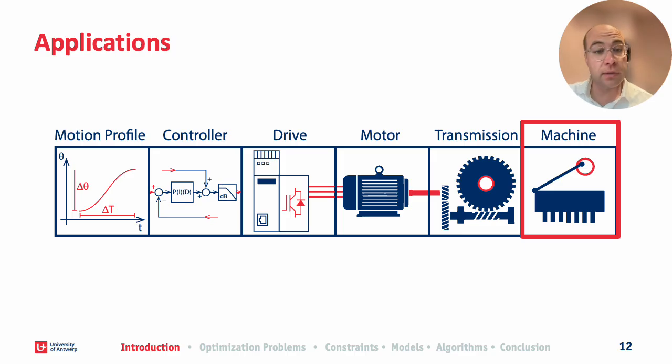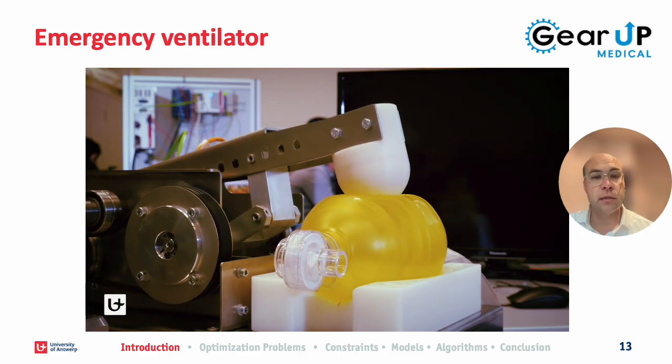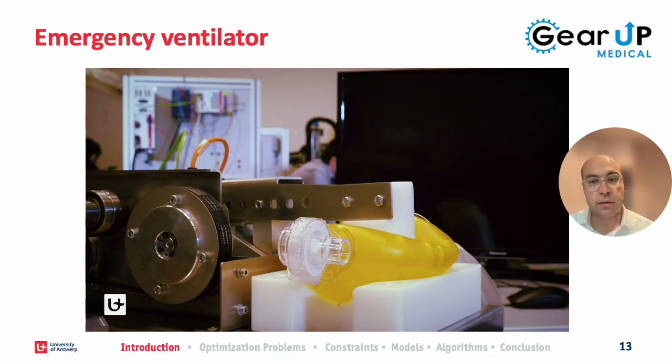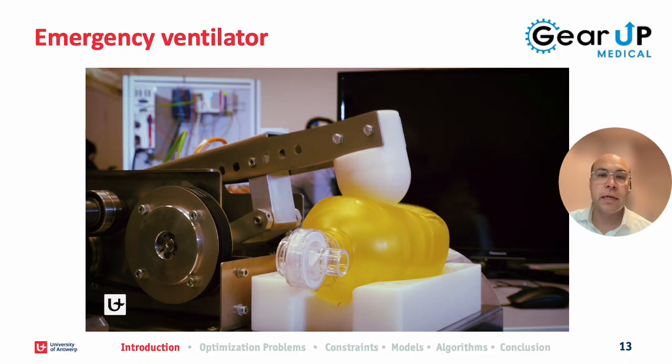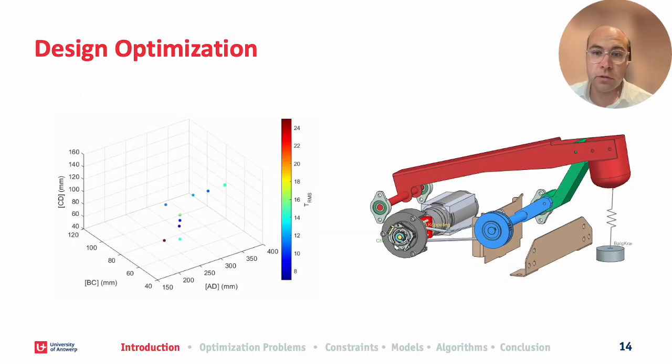It does not have to be limited to the motion profile. We can also look at the machine itself. For instance, this is an emergency ventilator, constructed during the first wave of the corona pandemic. Then we had lots of issues with a possible ventilator shortage. Here this ventilator repetitively presses this bag, but we can also optimize dimensions in this machine.